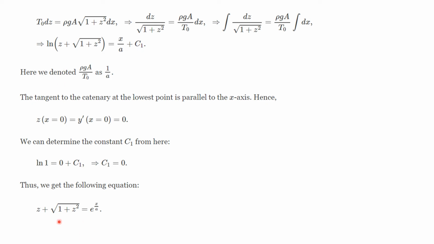That means, and this is the natural logarithm, that logarithm base e of this stuff is this. So that means, as when we talked about logarithms, that the expression here is e raised to the x over a. Okay, we're going to use that.